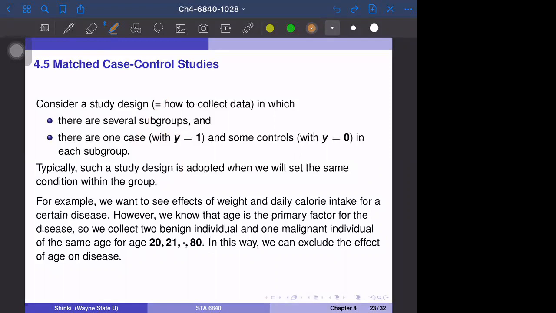Hi, section 4.5, the matched case-control studies. The data are slightly different from the data for logistic regression, so we have to develop a slightly different model.